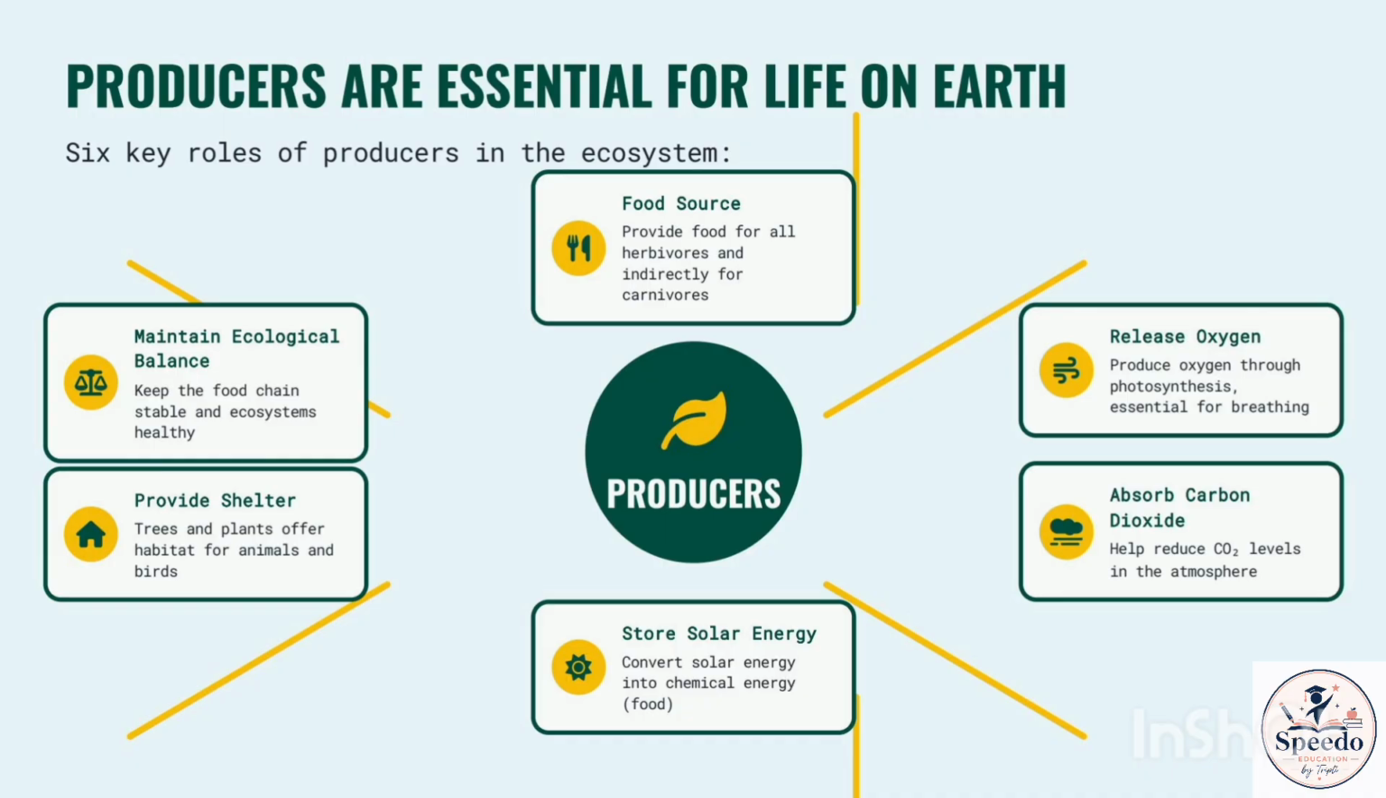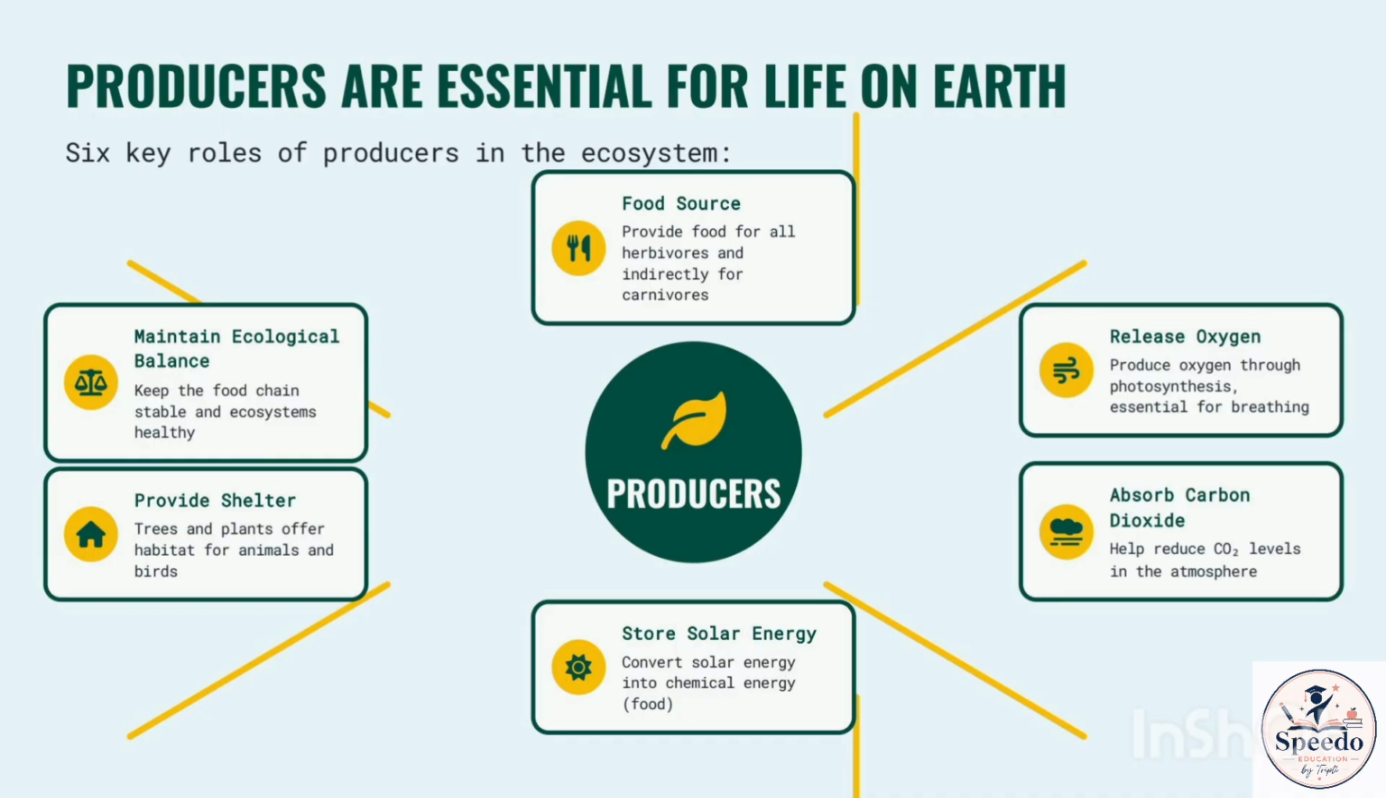Third, producers absorb carbon dioxide. Plants absorb carbon dioxide from the atmosphere during photosynthesis. Carbon dioxide is a greenhouse gas. By absorbing carbon dioxide, plants help reduce its concentration in the atmosphere and contribute to maintaining the balance of gases. This is one reason why planting more trees is important for protecting the environment.